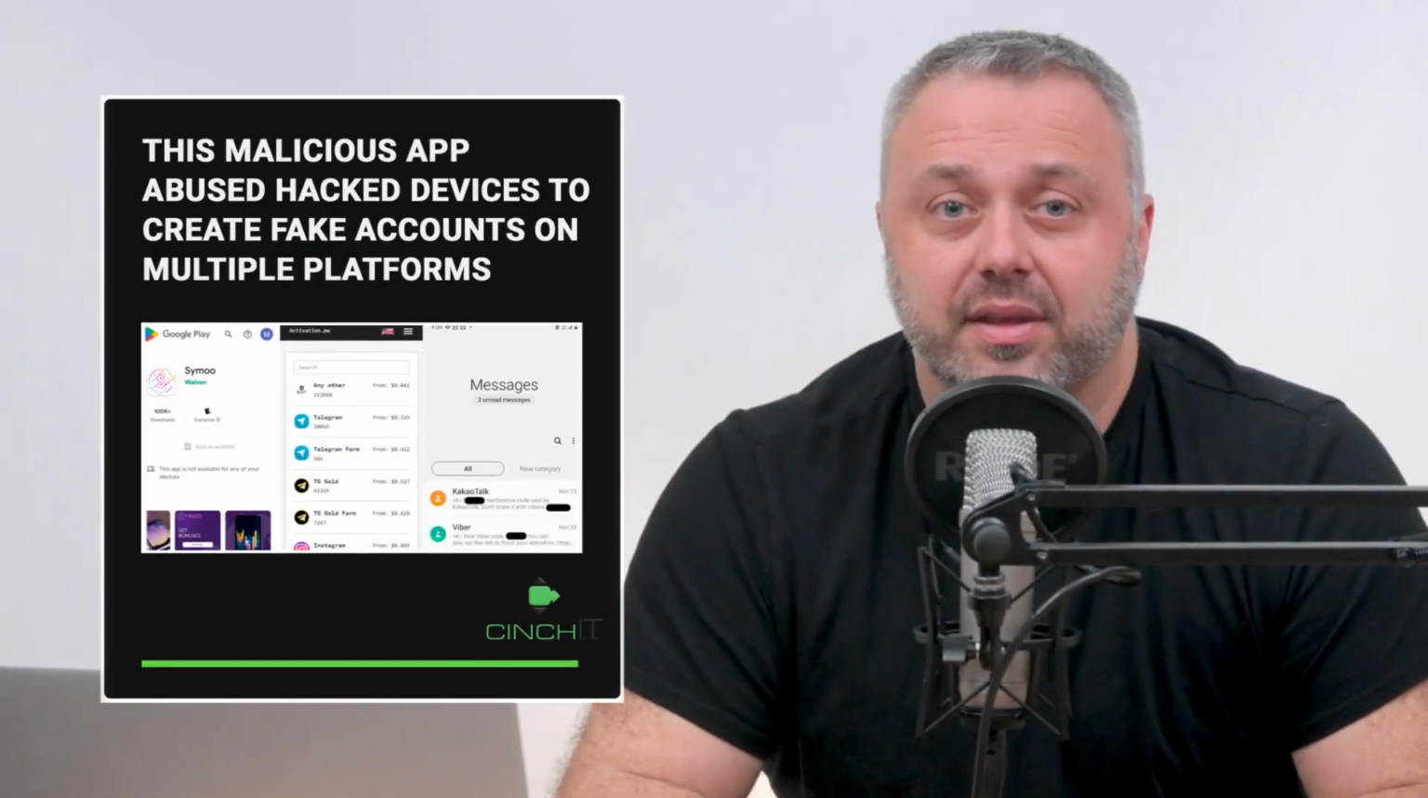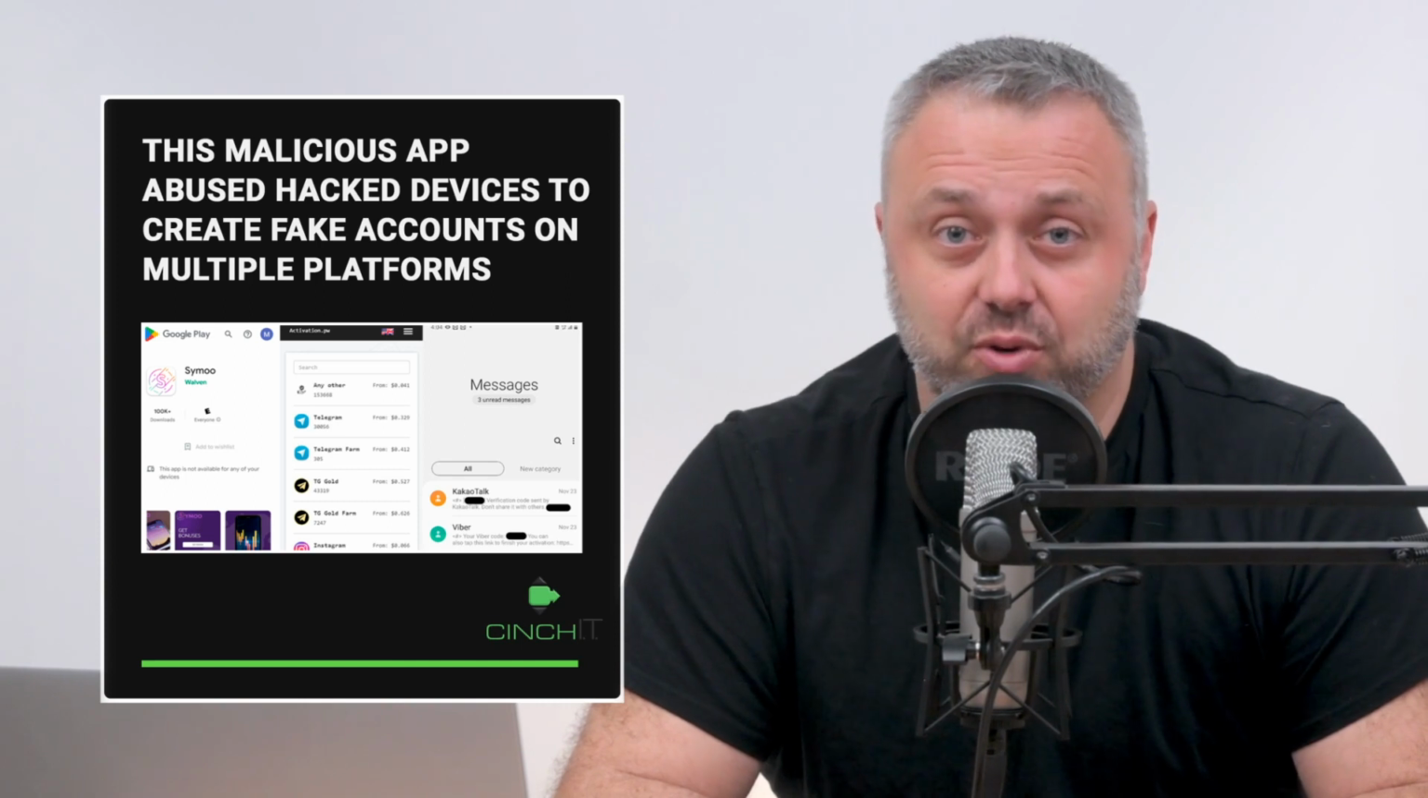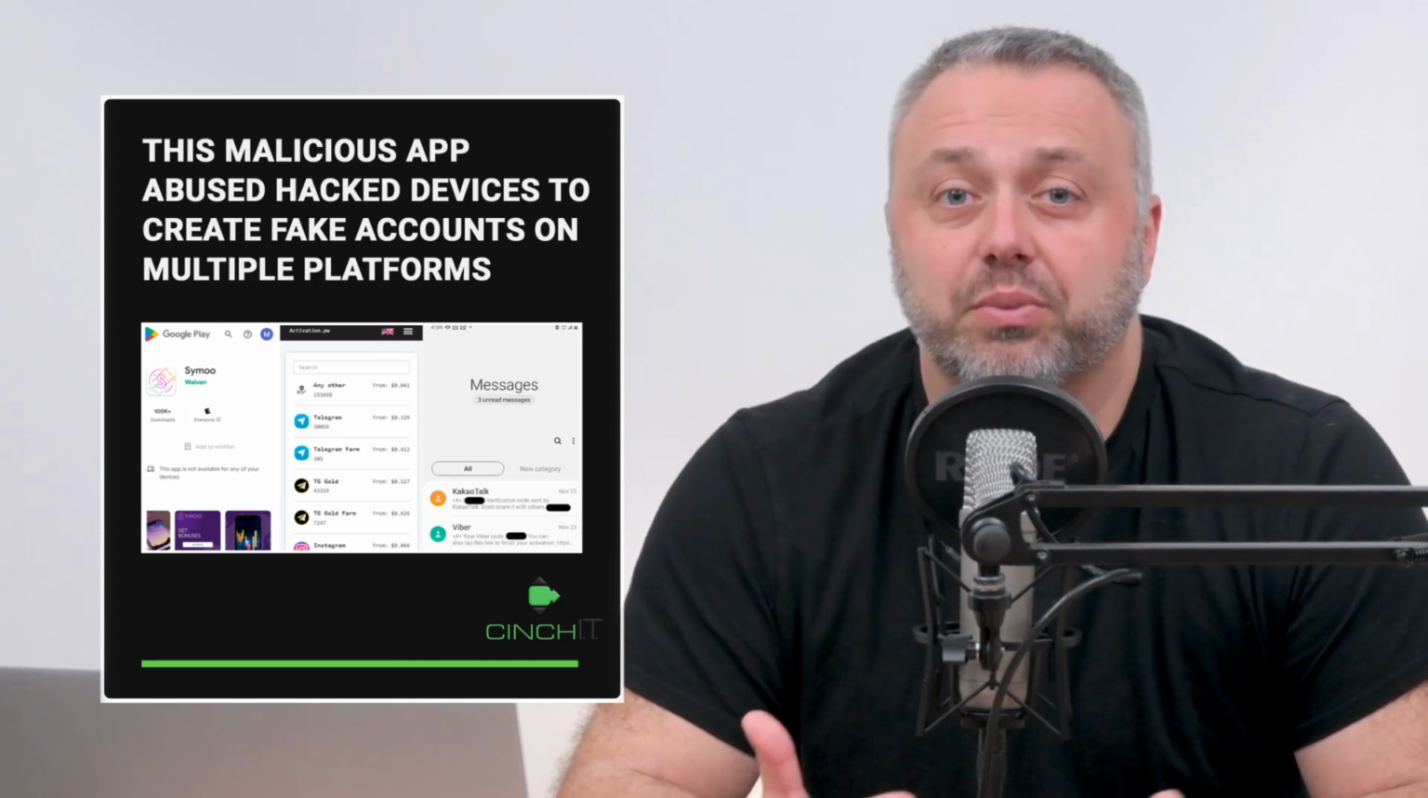This malicious app abused hacked devices to create fake accounts on multiple platforms. A malicious Android SMS application discovered on the Google Play Store has been found to stealthily harvest text messages with the goal of creating accounts on a wide range of platforms like Facebook, Google, and WhatsApp. The app named Symoo, I don't know if I'm pronouncing that right, S-Y-M-O-O, had over 100,000 downloads and functioned as a relay for transmitting messages to a server which advertises an account creation service. This is achieved by using the phone numbers associated with the infected devices as a means to gather the one-time password that's typically sent to verify the user when setting up new accounts.